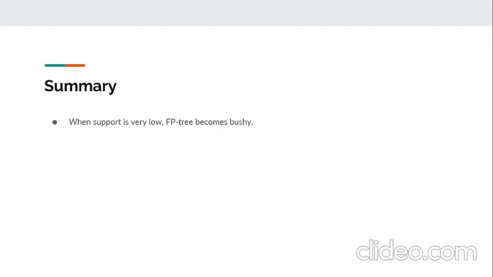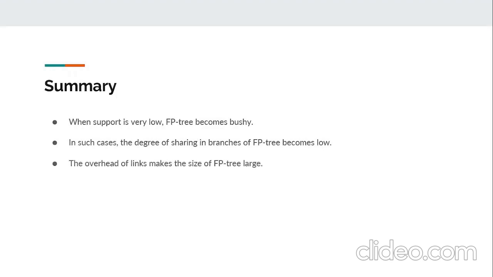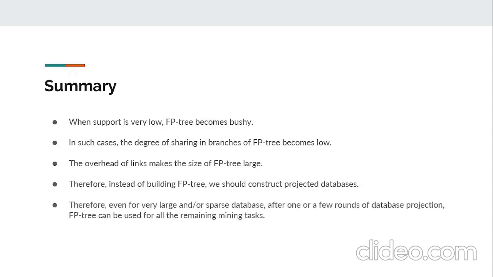Summary: when support is very low, the FP tree becomes bushy, and in such cases the degree of sharing in branches of the FP tree becomes low. The overhead of links makes the size of the FP tree large. Therefore, instead of building an FP tree, we should construct projected databases. Therefore, even for a very large or sparse database, after one or a few rounds of database projection, the FP tree can be used for all the remaining mining tasks.